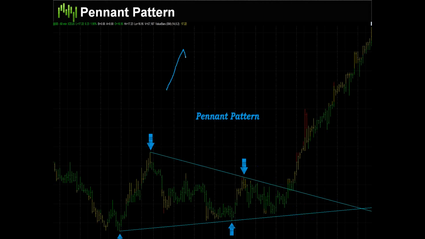You want to have a big initial move, and then you want to see that market slowly consolidate and kind of coil up, so it's getting ready to make a much bigger move. And what you're looking for it to do is break out.